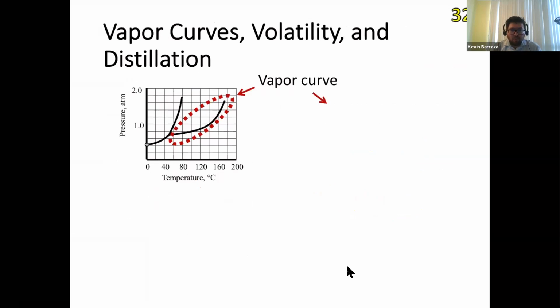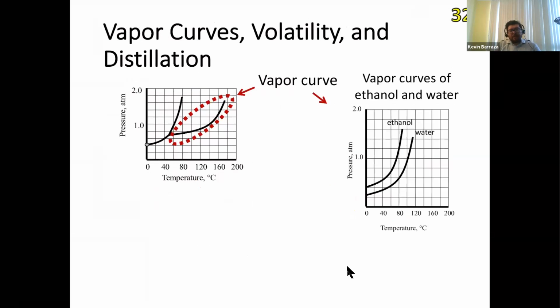Sometimes we like to focus on one particular curve. The boundary between liquid and gas is called the vapor curve. And so sometimes we put two vapor curves together to make conclusions. So as an example, we have the vapor curves for ethanol and water. So one thing we can ask ourselves about ethanol and water, and answer from these vapor curves, is which is more volatile.